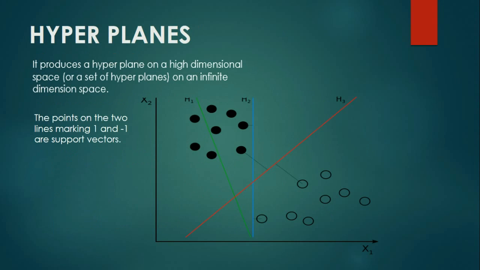It produces a hyperplane on a high dimensional space, on an infinite dimension space. The points on the two lines marking 1 and -1 are support vectors. As you can see, there are two classes here, and there are three hyperplanes, H1, H2 and H3. The purpose would be to remarkably optimize the marginal space between the two classes. As we can see, H1 is not doing that, but H2 and H3 are separating the two classes. H3 is more preferable since it is keeping an optimized margin in between them.